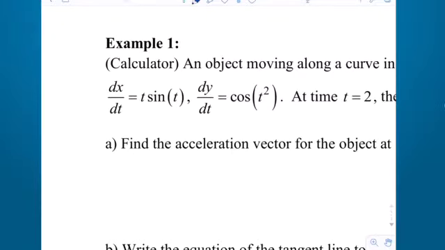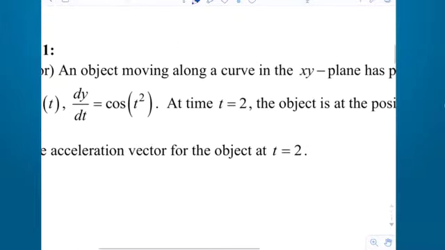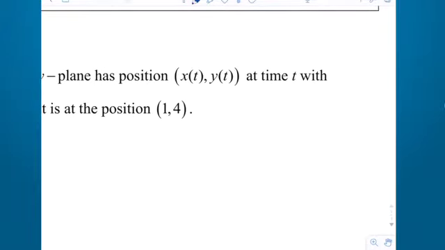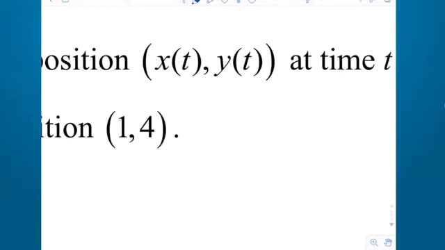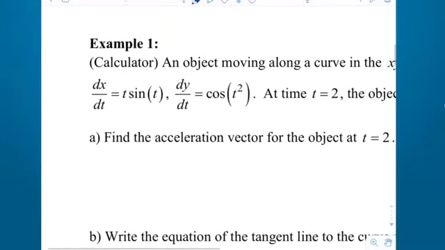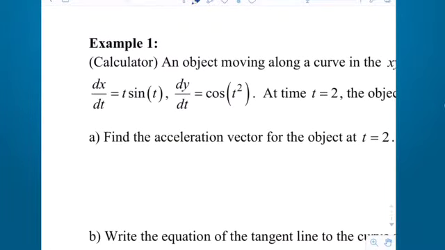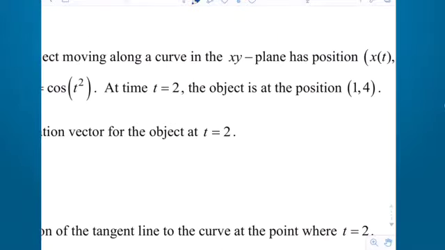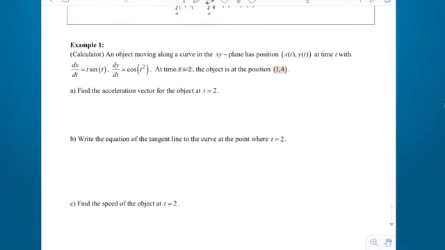Calculator permitted. An object instead of a particle. That's a radical difference, isn't it? Not really. An object moving along a curve in the xy plane has its position given by that. So kind of a vector format, no chevrons, but still as an ordered pair. At time t with dx/dt is that, and dy/dt is that. At t equals 2, the object is at the position (1, 4). So there's an initial condition. So here's what we know. At t equals 2, the x-coordinate is 1, and at t equals 2, the y-coordinate is 4. Sweet. First of all, find the acceleration vector at t equals 2.